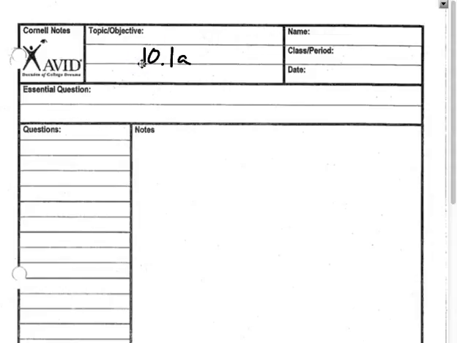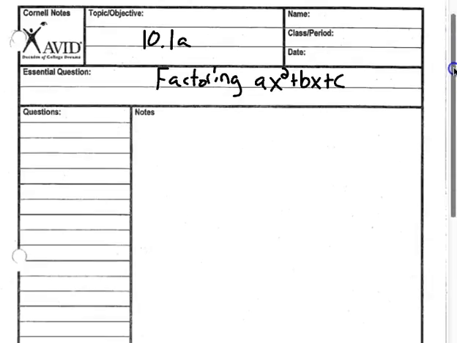10.1a notes. Today we're going to dive a little bit deeper into your factoring, and today we're going to factor things where you do have a number with your x squared. Up until today we've been avoiding putting a number there, so now we're going to take time to investigate what happens when there actually is one there.